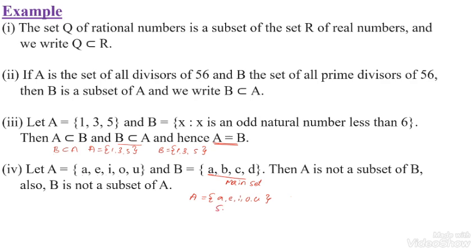The elements in the main set and in the subset are different. In the main set, C is there, B, D is there, but in the subset these elements are not there. And also, the set A contains A, E, I, O, U; E, I, O, U are not present in the main set. That's why it is not a subset. A is not a subset of B, or else B is not a subset of A. I can say it in both ways. Both cases are true.